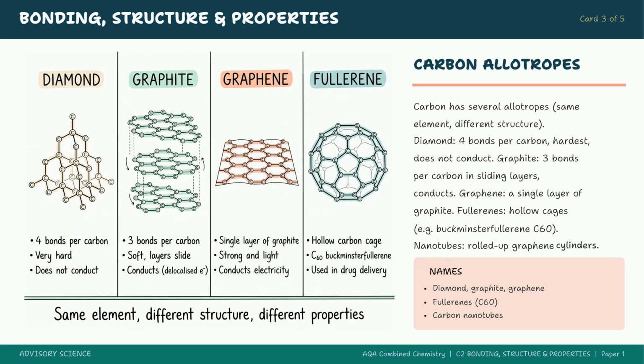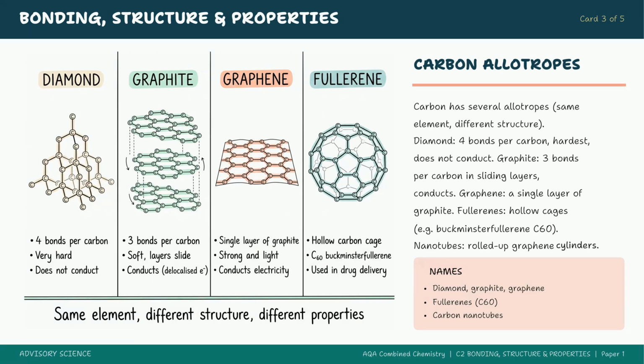Carbon allotropes. Carbon forms several structures called allotropes. Diamond has each carbon bonded to 4 others, making it the hardest natural material. Graphite has each carbon bonded to 3 others in layers that slide, with 1 delocalized electron per atom, so it conducts. Graphene is a single layer of graphite, strong and conductive. Fullerenes are hollow carbon shapes, including Buckminster fullerene, which has 60 carbons in a ball.